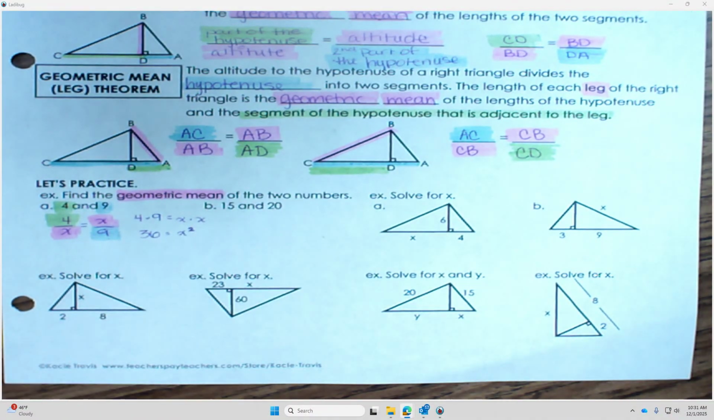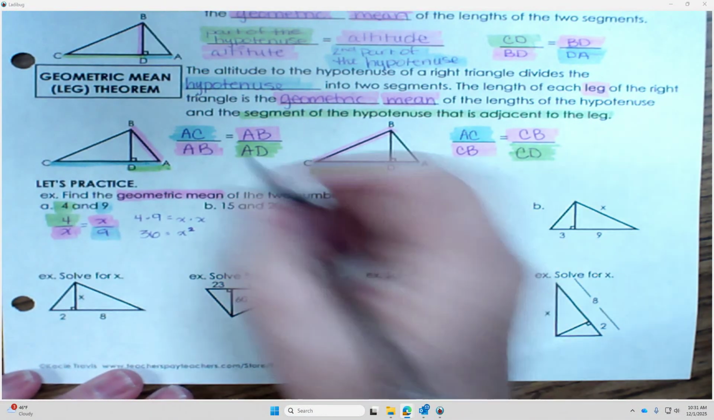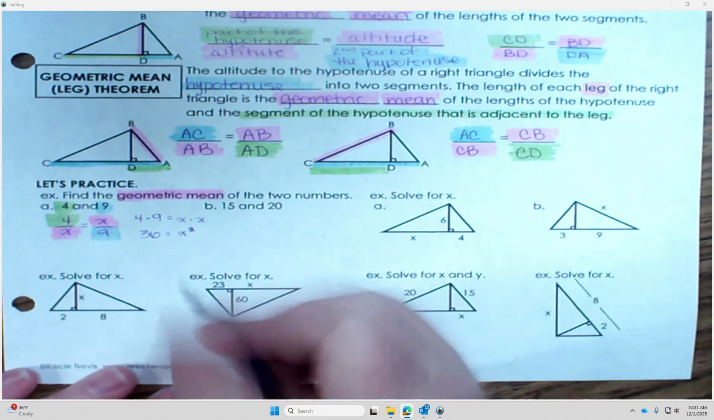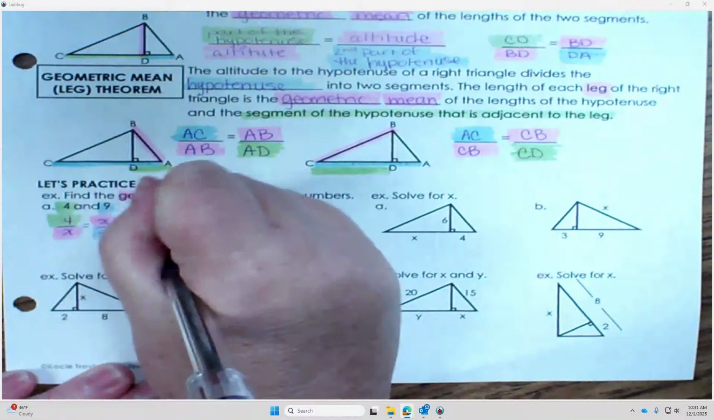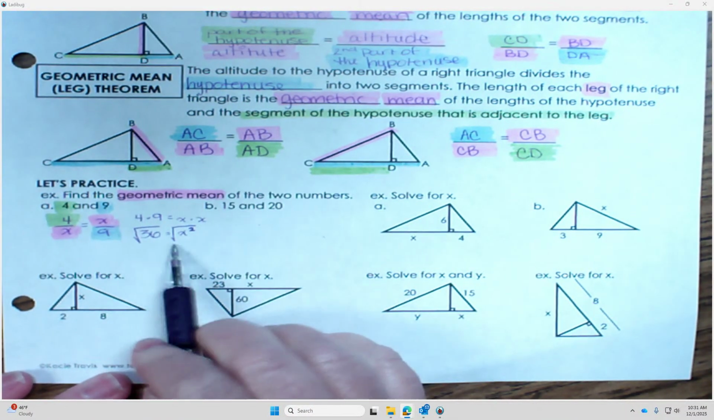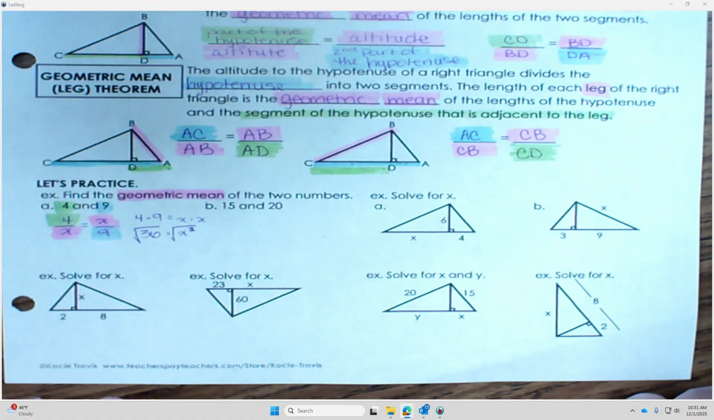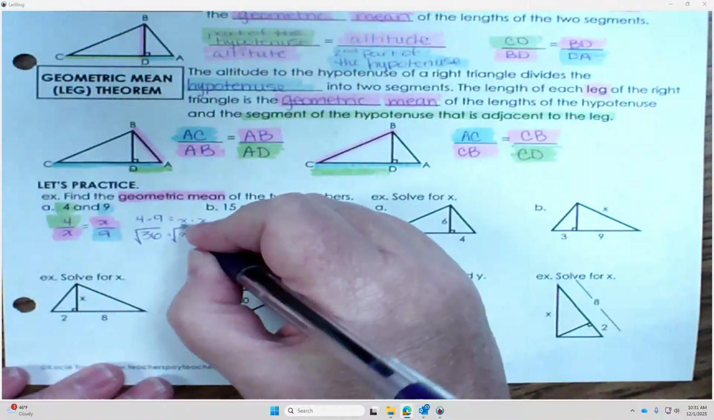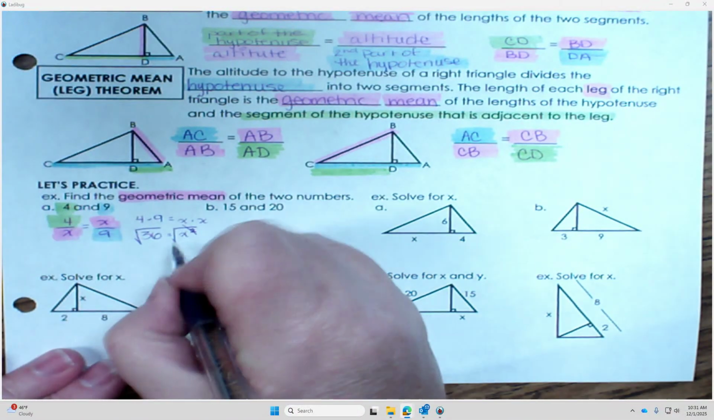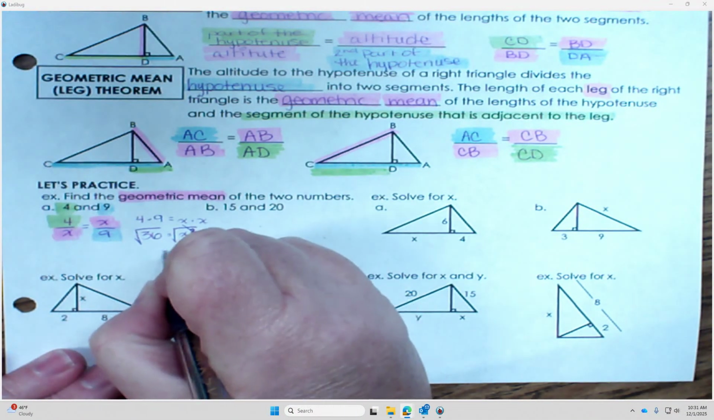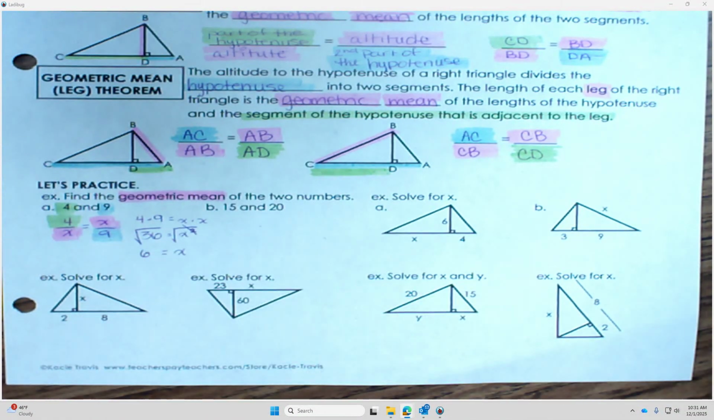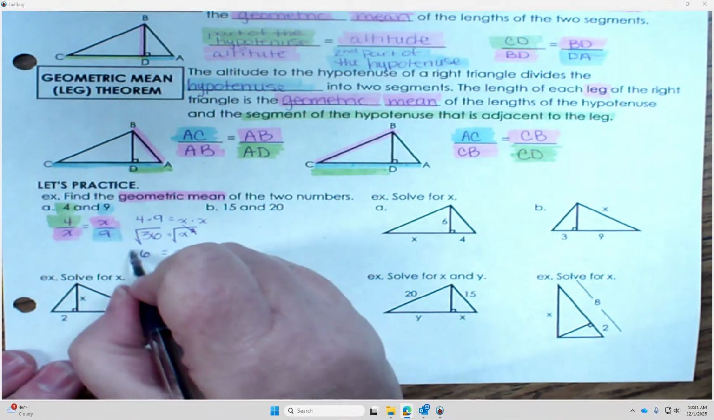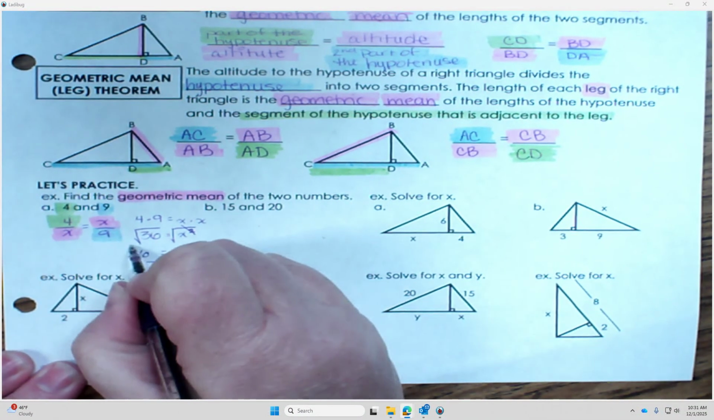And now here's where an important math skill comes in. X squared is the inverse of the square root of x. So if I want to undo an x squared, I'm going to square root both sides of my equation. A square root and a square are inverses. They cancel each other out, leaving behind just x. The square root of 36 is 6. So my geometric mean is 6.